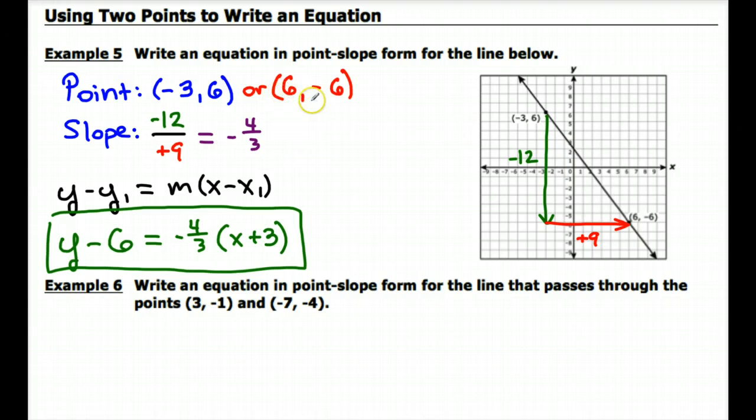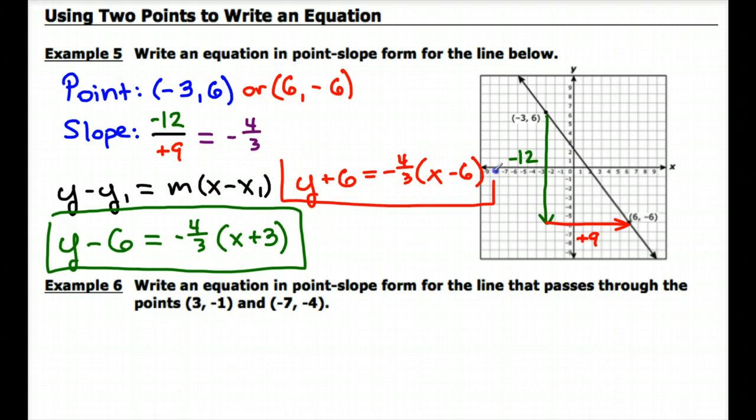If we chose the point 6, negative 6 instead, then we would still plug in negative 4/3 for our m value. But for our y sub 1 value, this would become a y plus 6 because of this negative 6 up here, equals negative 4/3 times the quantity x, and then since this x coordinate is a positive 6, we'd have a minus 6 here. So that's the other possibility for your equation here.